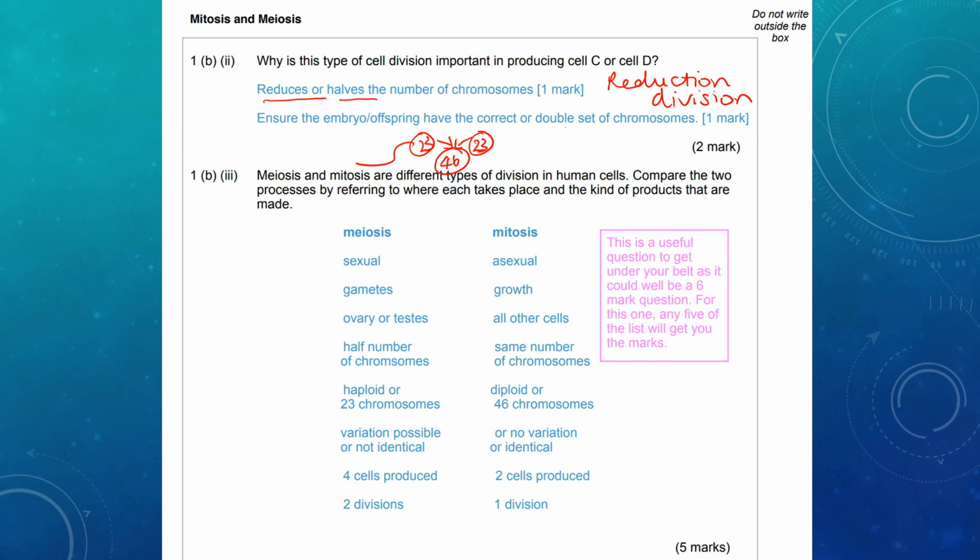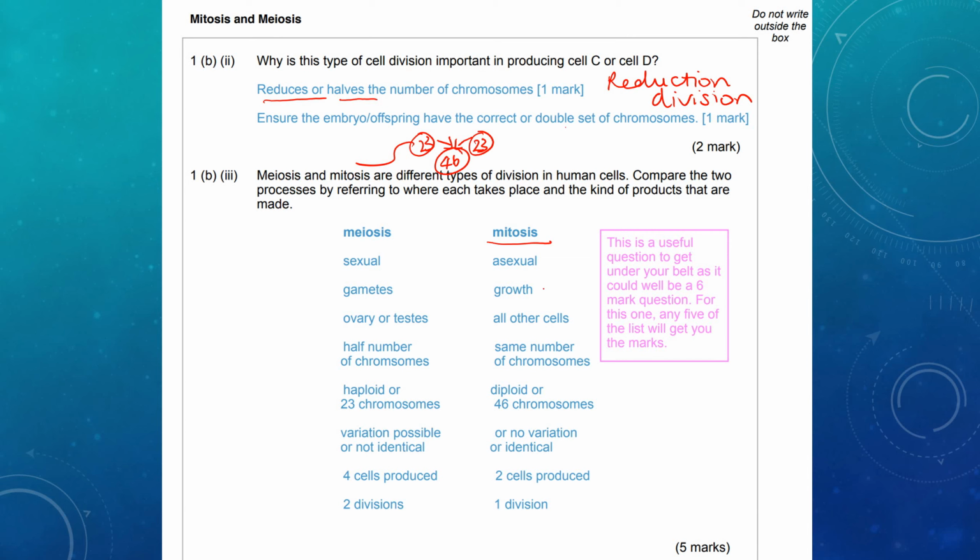In terms of the comparison section of the question, compare the two processes by referring to where each takes place and the kind of products that are made. So this is useful to get under your belt. It could be a 6-marker question, as we've said. So the kinds of things we're looking for. I'll start with mitosis first.